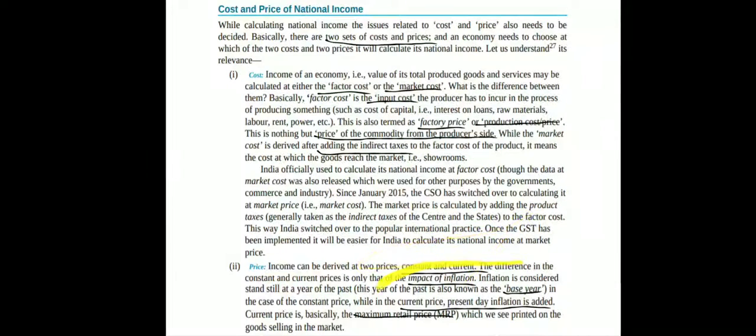The only difference is the impact of inflation. How? When we see the constant price, one base year is selected and inflation is considered on that base year, and then constant price is calculated. But when we see current price, it is the present day inflation which is added. So basically current price is the maximum retail price that we see printed on the goods selling in the market. This was cost and price of national income.